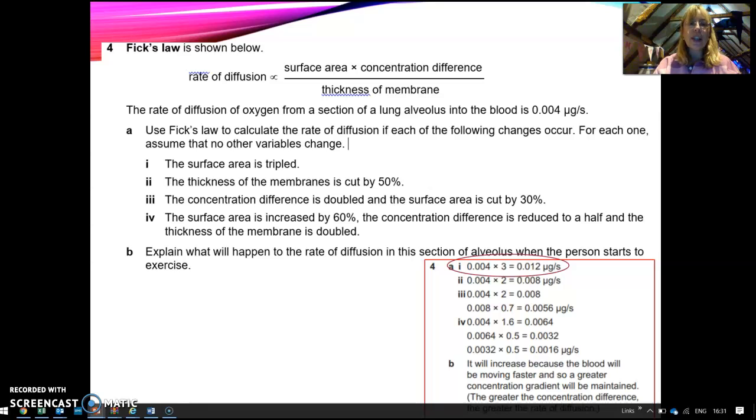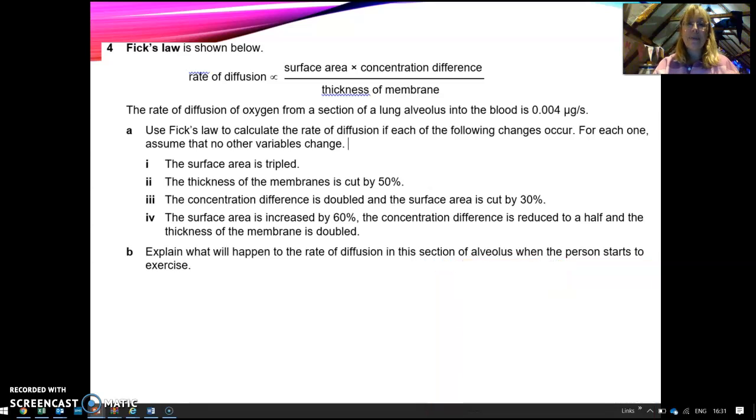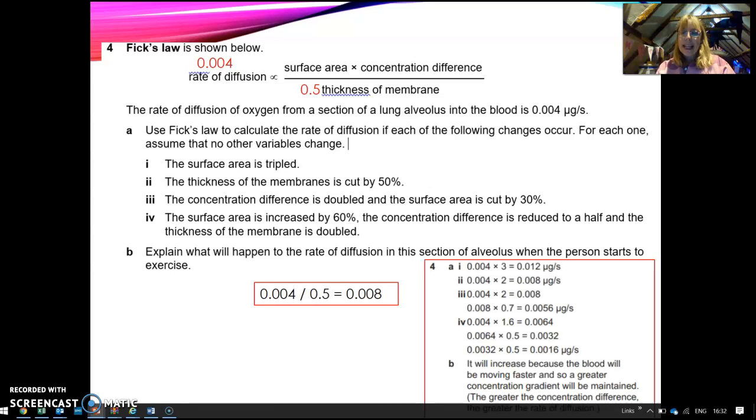The next one, part 2, the thickness of the membrane is cut by 50%. Okay, so what do I have to do? If it's been cut by 50%, it's half of what it was. So what I'm going to do is I'm going to go 0.04 divided by that half. Now, there's different ways you can set this up to get to 0.08. In the example on the right, they've got 0.04 times by 2. As long as you get the answer, and don't forget the units. I purposely did not put them in there so that I remind you that the units are absolutely important if they're not stated.